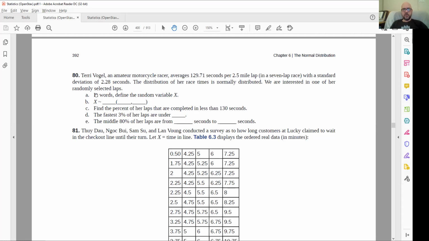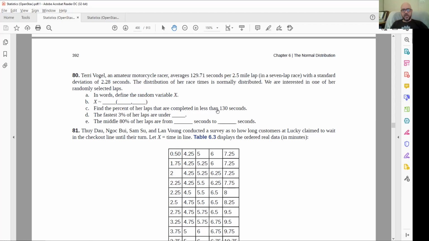Okay. So in words, define what the random variable X is. It's whatever they said we're interested in: one of her randomly selected laps. So random capital X here is the distribution of all of her laps, one at a time. X is approximately normal, so that's an N with a mean of 129.71 and a standard deviation of 2.28.